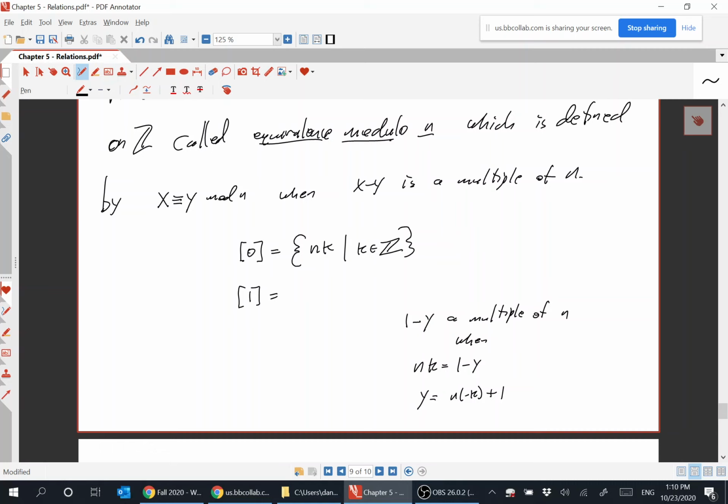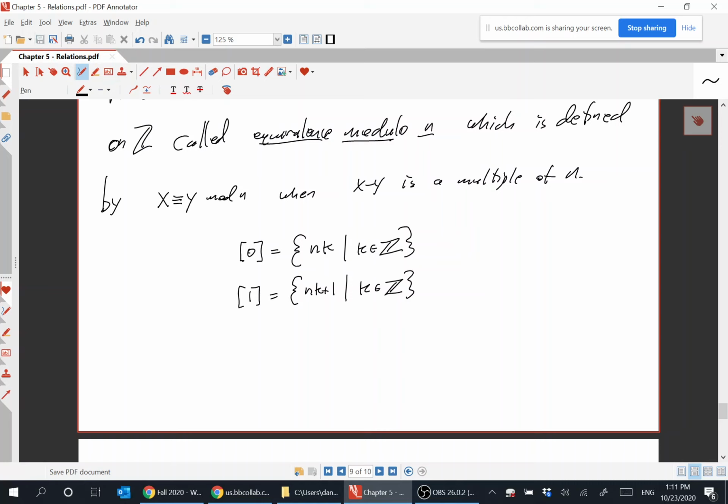Bracket 1 is the set of all nk plus 1, such that k is an element of Z. We don't have to put minus k. It's all multiples of n, and then adding 1 to them. Right, so here, this is all the multiples of n. This is all the multiples of n plus 1.